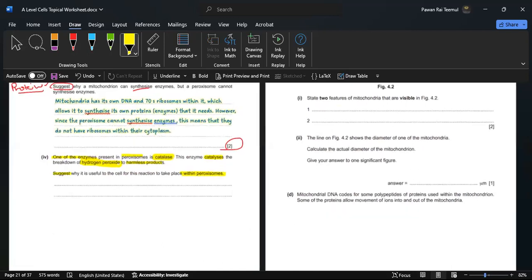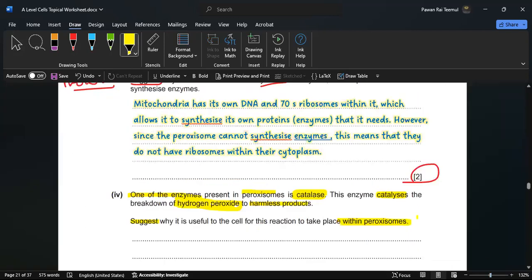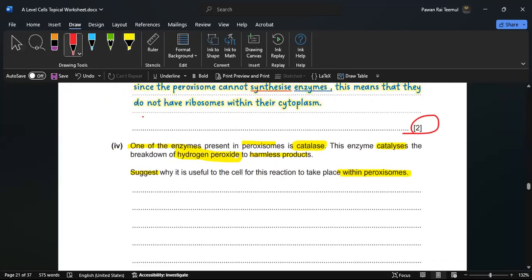Well, that is very interesting. Let's read it again. One of the enzymes present in peroxisome is catalase. This enzyme catalyzes the breakdown of H2O2 to harmless products, like water and oxygen. So suggest why it is useful for the cell for this reaction to take place within peroxisomes.